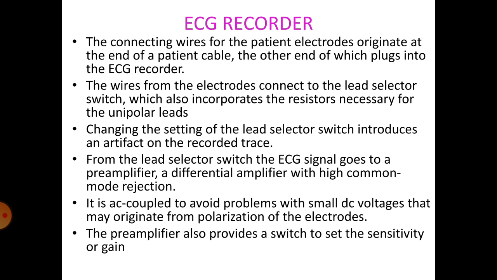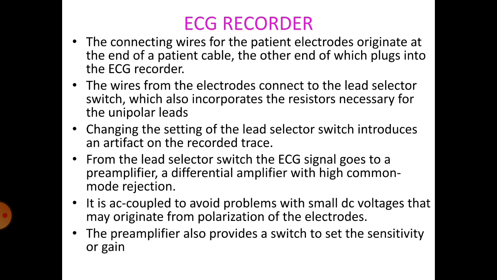The connecting wires for the patient electrodes originate at the end of the patient cable, and the other end plugs into the ECG recorder. The wires from the electrodes connect to the lead selector switch, which also incorporates the resistors necessary for the unipolar leads. Changing the setting of the lead selector switch introduces an antiphase on the recorded trace. From the lead selector switch, the ECG signal goes to the preamplifier, a differential amplifier with a high common mode rejection ratio.